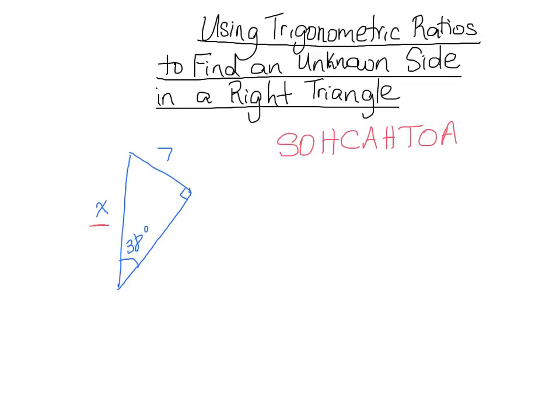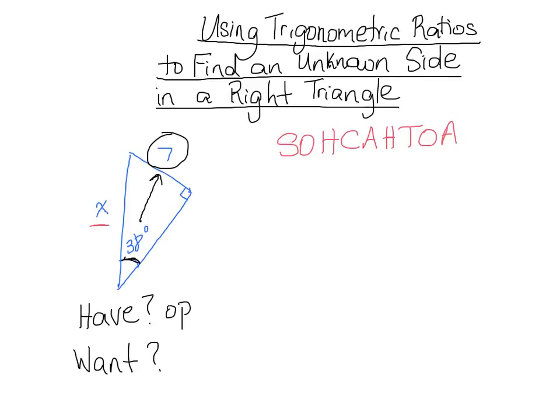And ask yourself two questions. Your two questions should be, firstly, what do I have? And what do I want? So we have a 7. What is that side called? Well, our angle is over here, and that side is opposite that angle. So I have the opposite. What do I want? Well, I want to find x. X is opposite our 90-degree angle. Therefore, I want the hypotenuse.